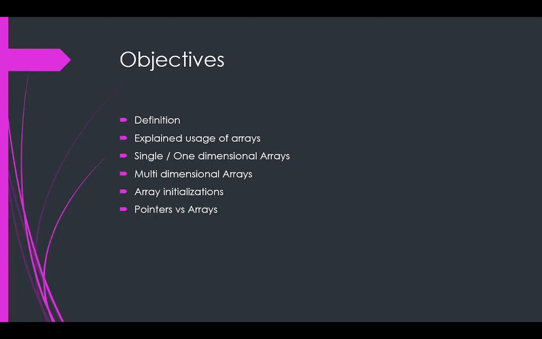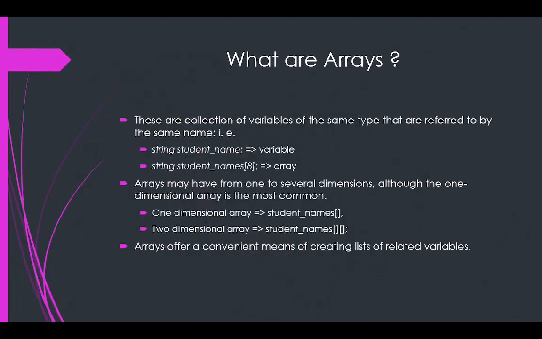Initialization is like with variables. The way we initialize variable values is how we are going to be doing the initialization with arrays, right? And then we also want to differentiate between arrays and pointers. Let's see what the difference is, what pointers are, and what arrays are. Okay, so basically we say arrays are a collection of variables of the same type that are referred to by the same name. I think you are understanding that.